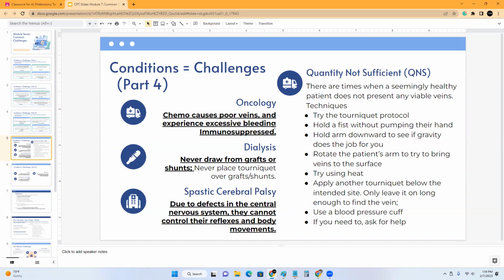Quantity not sufficient. Sometimes you may not get enough of the specimen to do the testing that you need because they don't present with viable veins or there's an issue with technique. Try a tourniquet protocol: hold a fist without pumping their hand, hold their arm down to see if gravity helps, rotate the patient's arm and try to bring the veins to the surface. Try using heat, or apply another tourniquet below the intended site. Only leave it on long enough to find the vein and then take it off. Or you can use a blood pressure cuff.